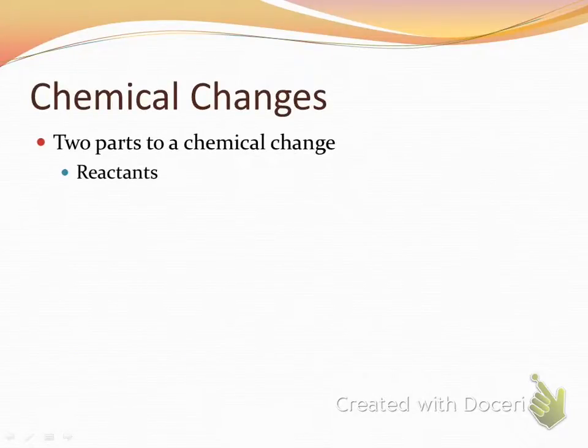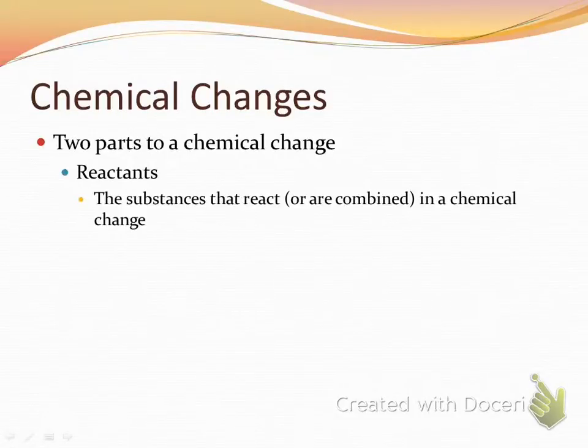All right, there are two parts to a chemical change, and I'm going to show you a chemical reaction. Two parts to a chemical change. When I have a chemical change, I start with something called the reactants. These are the substances that are doing the reacting. These are the substances that you start with.